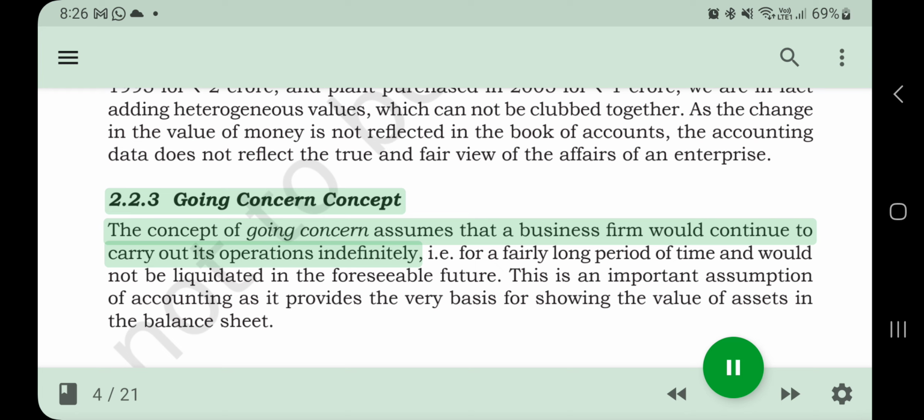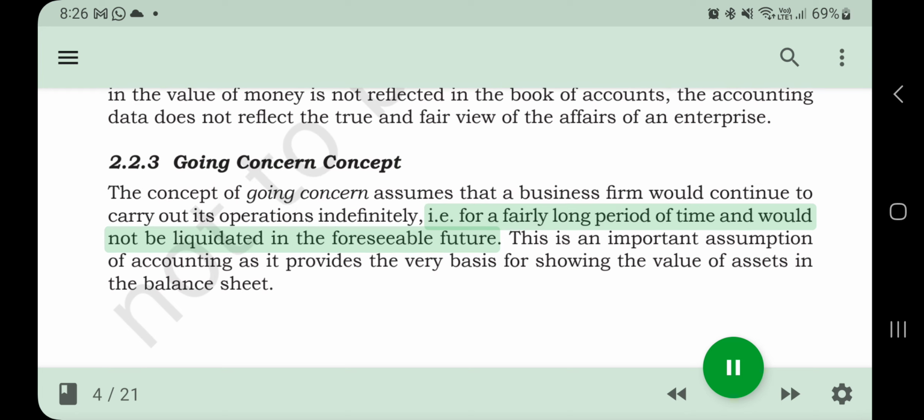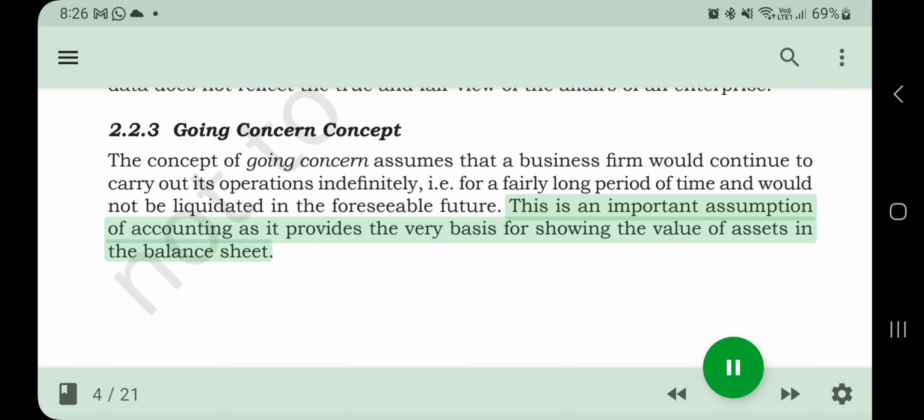2.2.3 Going concern concept. The concept of going concern assumes that a business firm would continue to carry out its operations indefinitely, i.e. for a fairly long period of time, and would not be liquidated in the foreseeable future. This is an important assumption of accounting as it provides the very basis for showing the value of assets in the balance sheet.